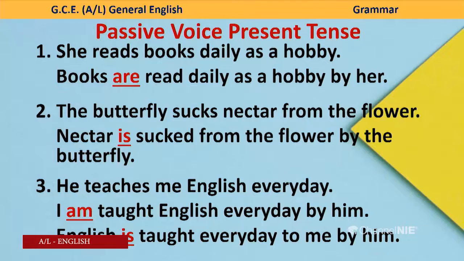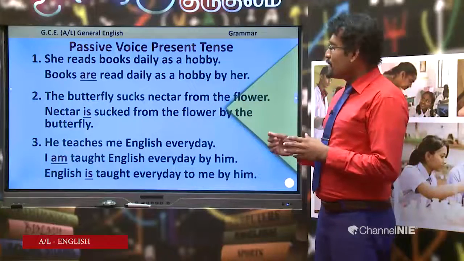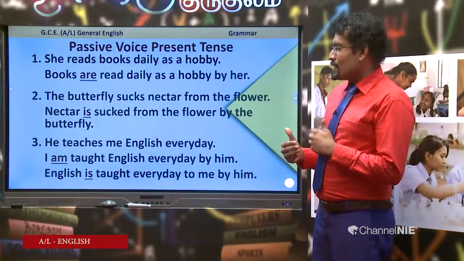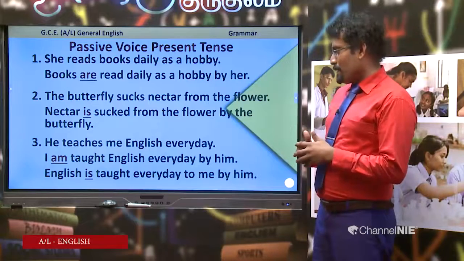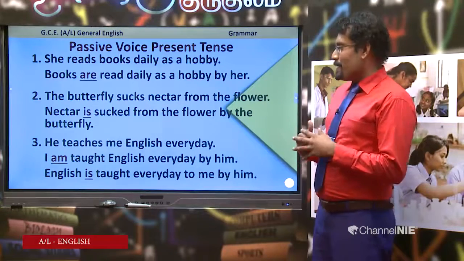Third example, he teaches me English every day. So, in that sentence, there are two objects, direct object and indirect object. He teaches me English every day. He teaches English to me every day.